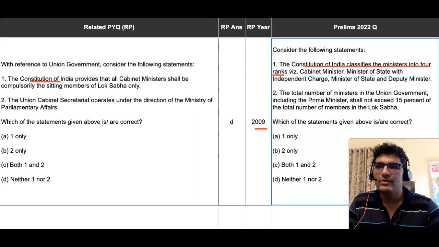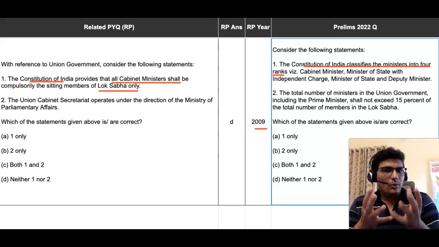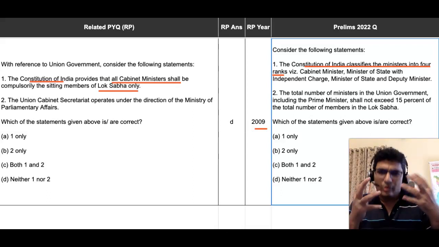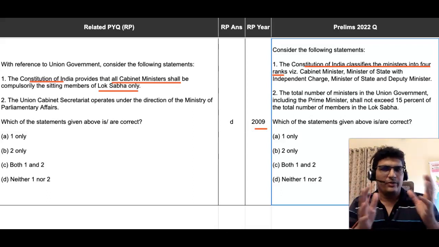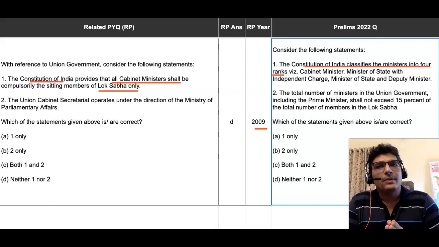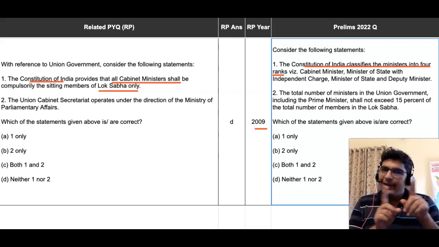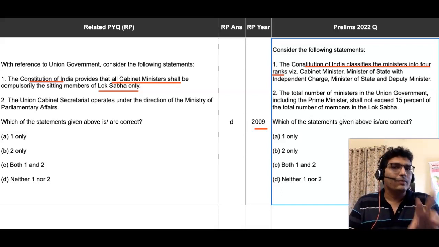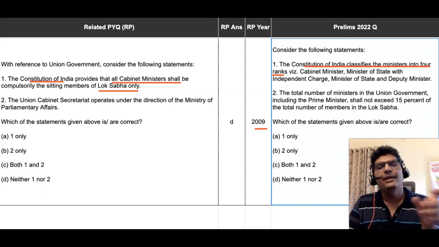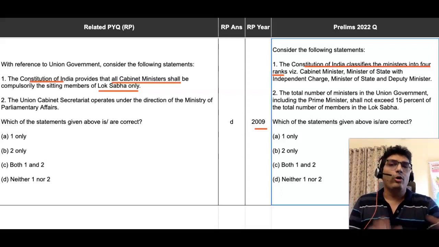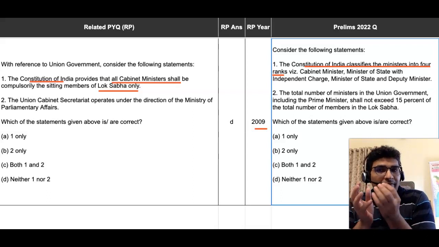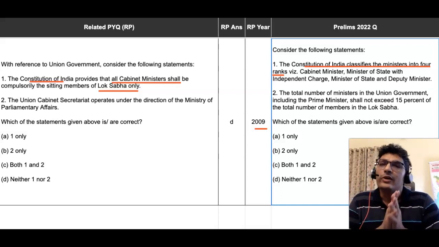It says the Constitution of India provides that all cabinet ministers shall be compulsorily the sitting members of Lok Sabha only, right? So this theme of council of ministers or ministers, generally cabinet ministers, whatever you want to call it, has been asked in the previous year questions, but the way in which it was asked in 2022, this exact thing, the ranking thing, has not been asked. But still we can solve the first statement if we observe the weightage of the first statement of the 2009 question, right?